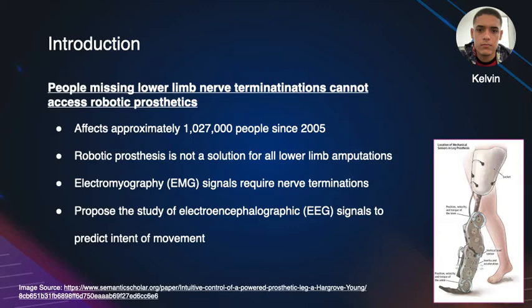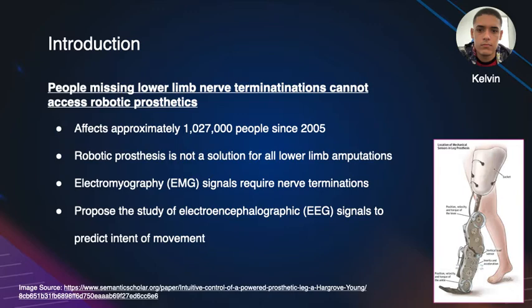Electromyography, also called EMG, is an electrodiagnostic technique for evaluating and recording electrical activity produced by the muscles, which also uses the nerve terminations. With this problem in mind, the Biomechatronic Research Group proposes a study of electroencephalographic signals to predict the intent of movement of lower limbs using these signals and provide movement to a prosthesis using machine learning.